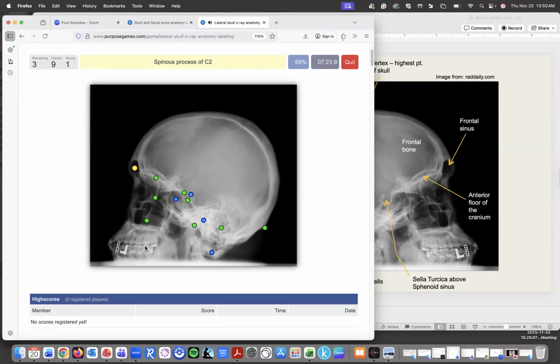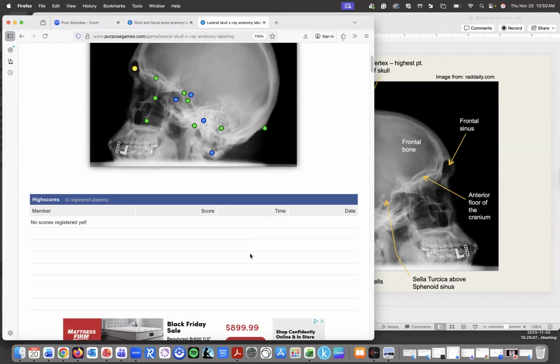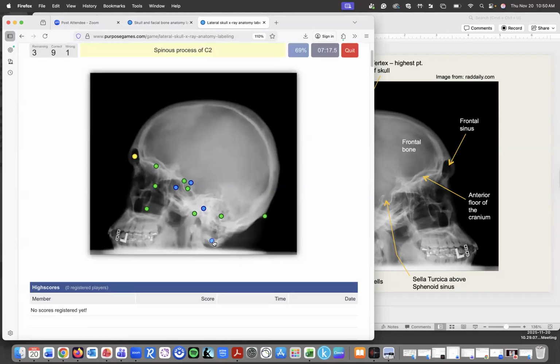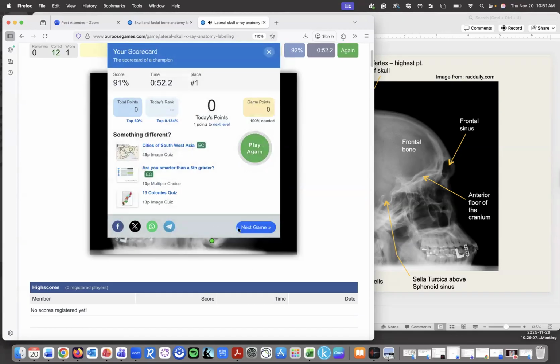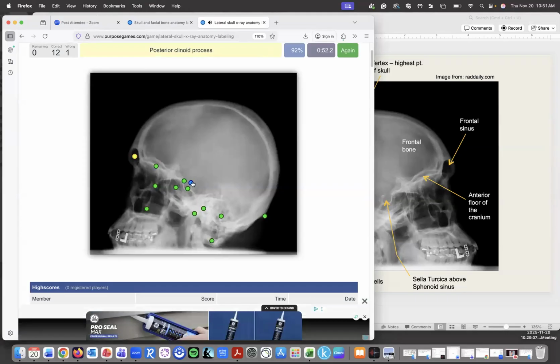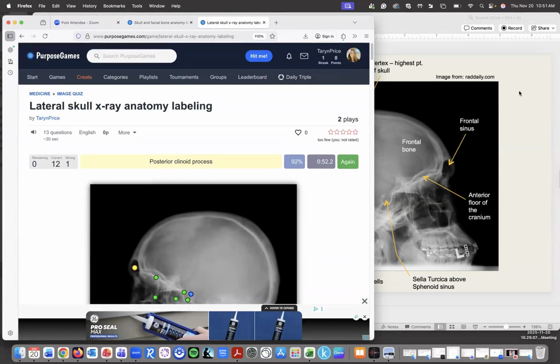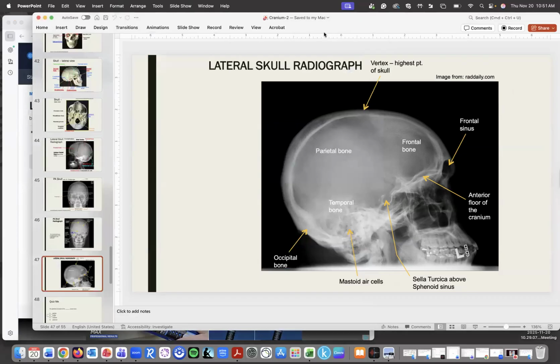Spinous process of C2. I need to change this. This should be the posterior arch of C1. Okay, sphenoid sinus would be here. Area of the EAM would be here, and so on. So let me go in and edit this. This is C1 here beneath the base of the skull, so that should be the posterior arch. All right, I'm trying not to make these videos too long, so I'm going to stop it there.